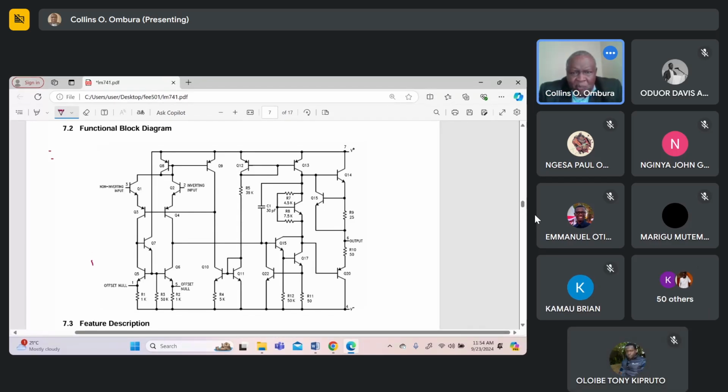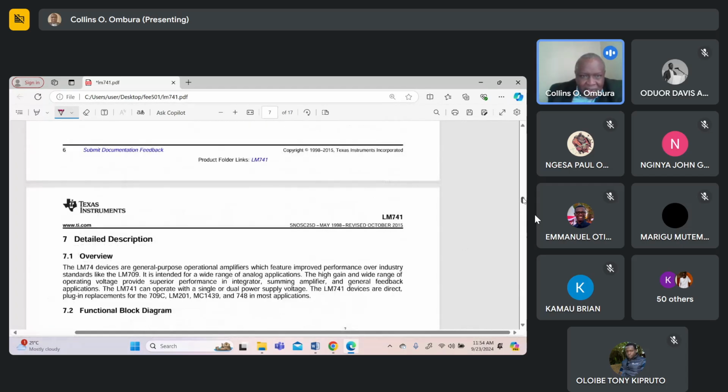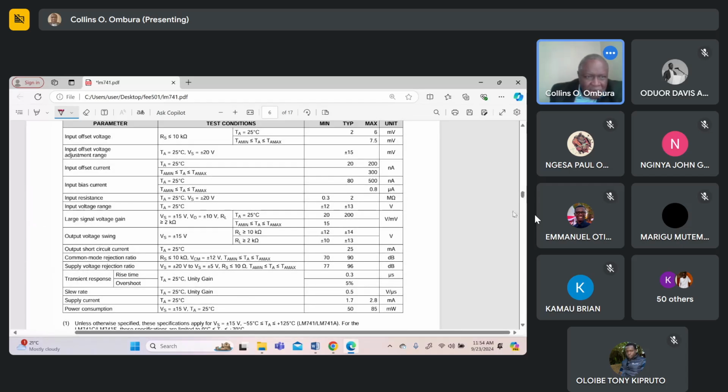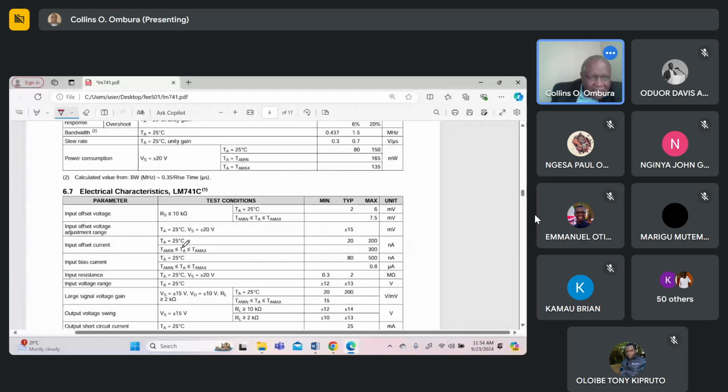Now, let's look at this circuit over here. So for this op-amp, the manufacturer tells you the maximum voltage you're supposed to apply is 15 volts. Let's confirm it here. This is the maximum voltage swing. It's plus 14, maximum plus 13. So that's VCC.